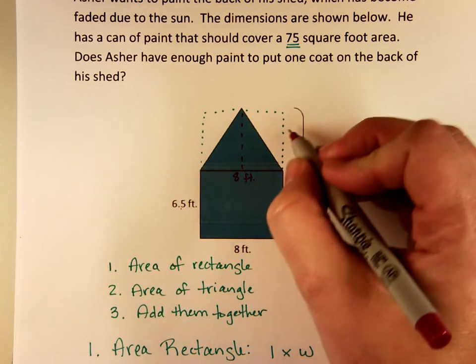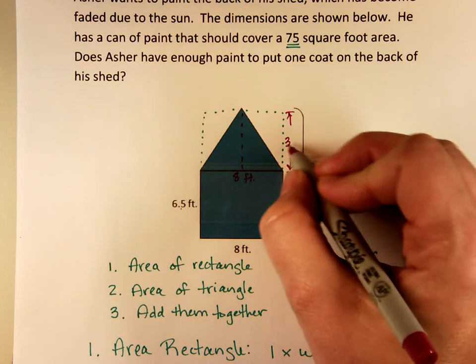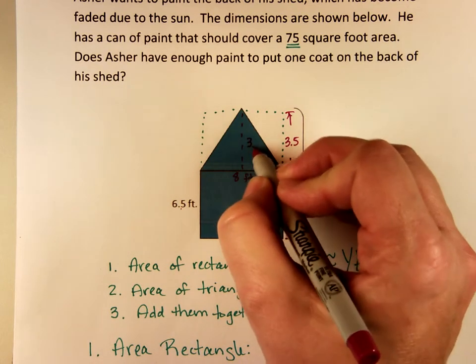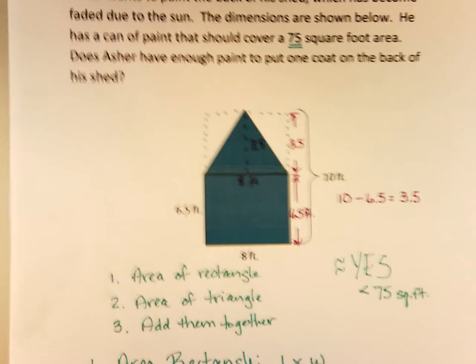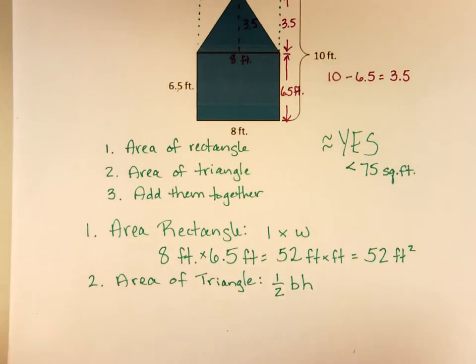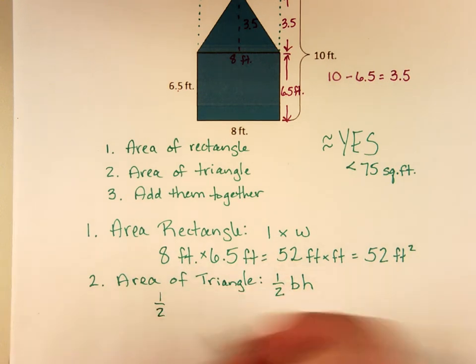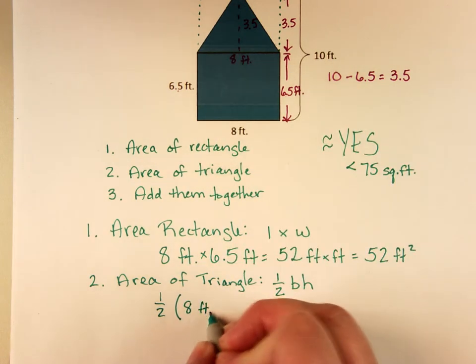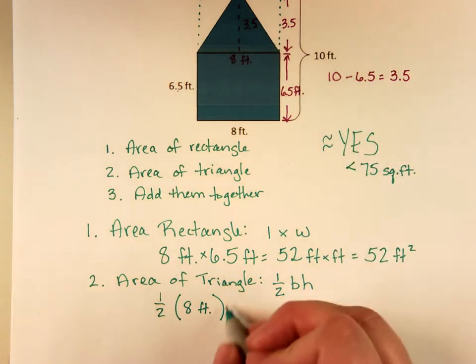That is this piece right here, which you can just move over, this piece here. That's the height of our triangle, 3.5 feet. So let's go back down to our formula and fill in the answers. The area is going to be 1/2 of the base, which is 8 feet, times the height, which we determined was 3.5 feet.